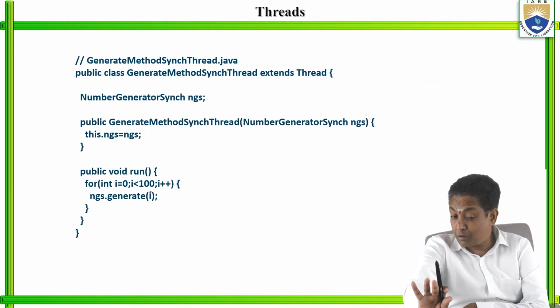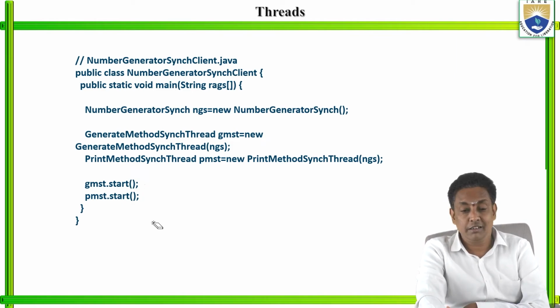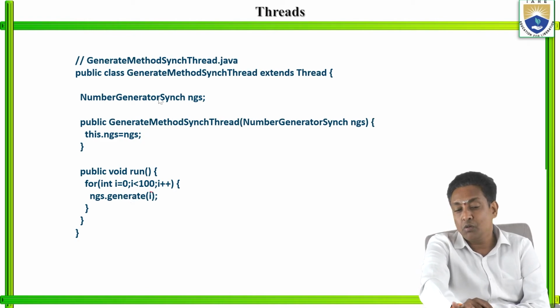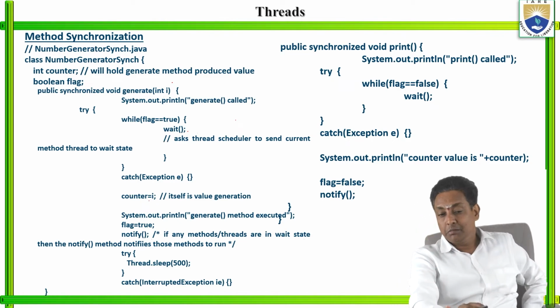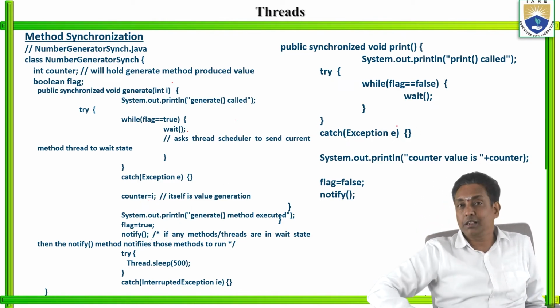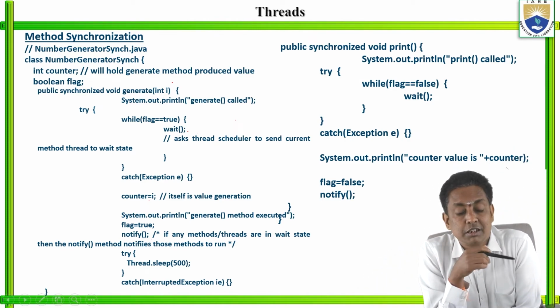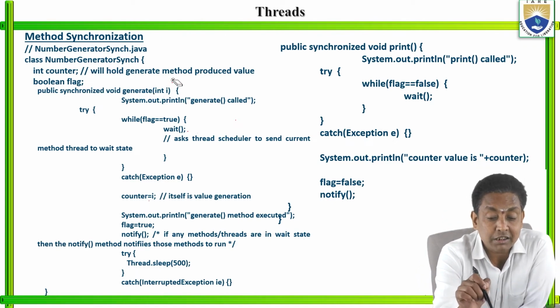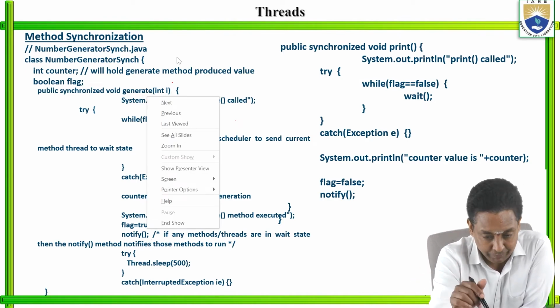But they are called from normal threads. They are executed normally from the client. The client does not have any synchronization logic. The threads do not have any synchronization logic. Only methods are declared as synchronized, only the methods which are being called in the threads. Because of this, there is one advantage and one disadvantage. Because methods are declared as synchronized, these methods need not be synchronized in the threads again.